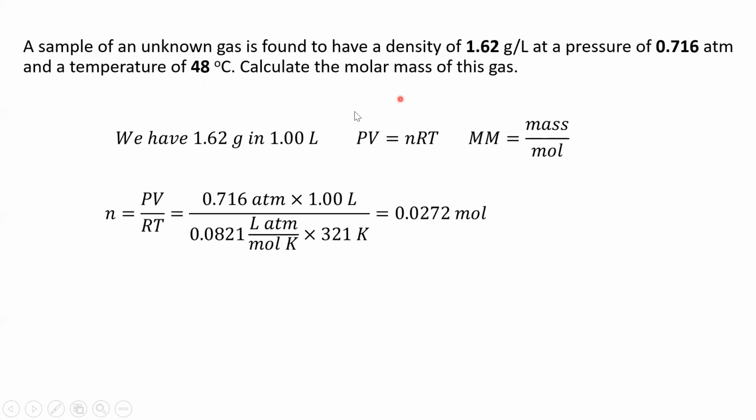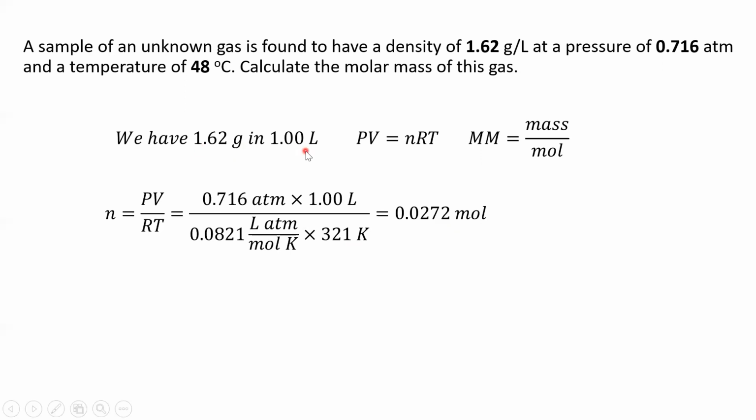So we'll take our ideal gas law equation and we'll first use it to solve for the moles of gas that we have. So we've got a pressure of 0.716 atm, a volume of 1.00 liters. We'll use our R value that's consistent with our pressure unit. We'll change our temperature to Kelvin. So this sample of gas is 0.0272 moles. So that means the mass is 1.62 grams.